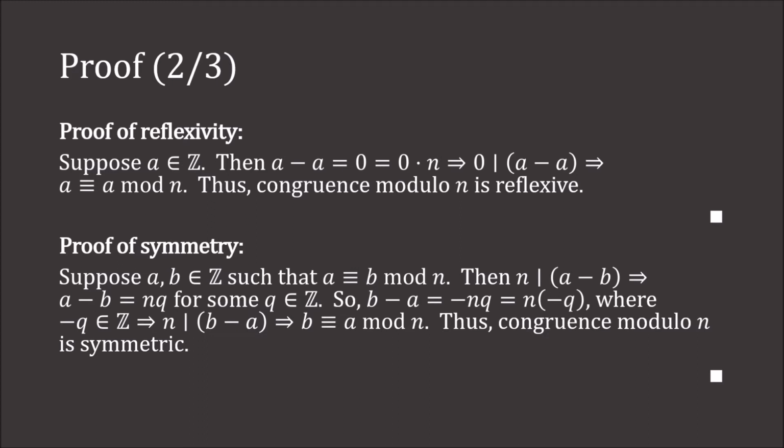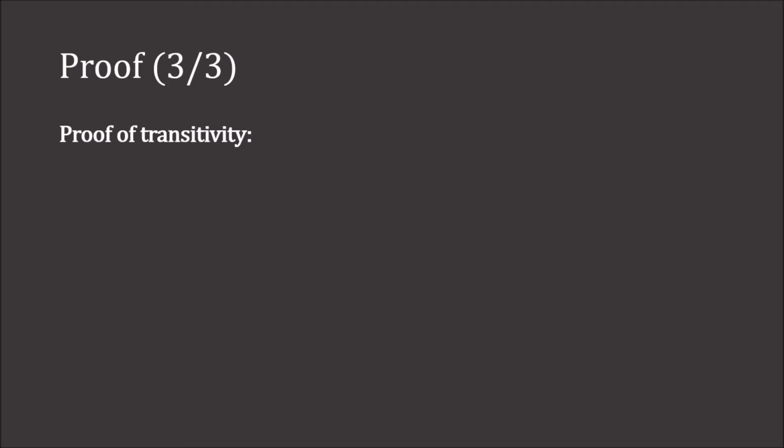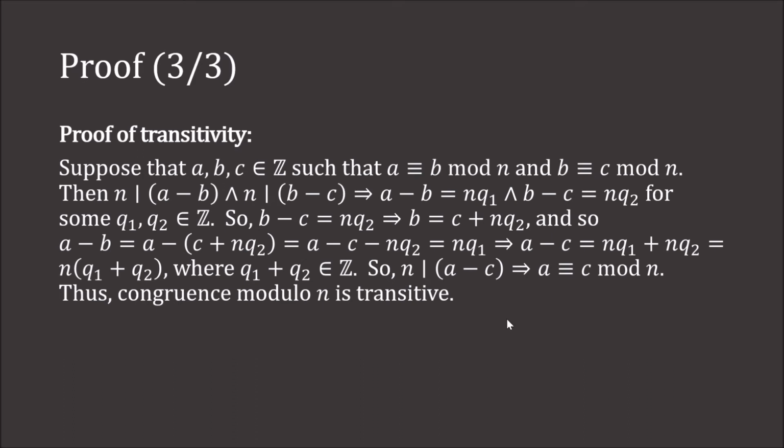Finally, the proof of transitivity. Suppose that a, b, and c are integers such that a is congruent to b mod n, and b is congruent to c mod n. Then by definition, n would divide a minus b, and n would divide b minus c. So a minus b is equal to nq1, and b minus c is equal to nq2 for some integers q1 and q2.